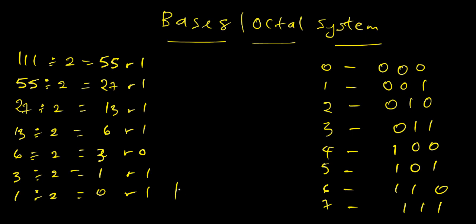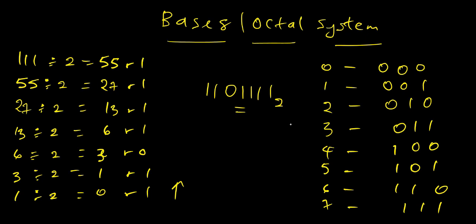So if you go ahead and arrange this from the bottom to the top, we have 1, 1, 0, 1, 1, 1, 1 in base 2. That means what we calculated previously was correct. Remember, what we got was 1, 1, 0, 1, 1, 1, 1 when we converted from base 8 directly to base 2 using the 3-bit binary equivalent.